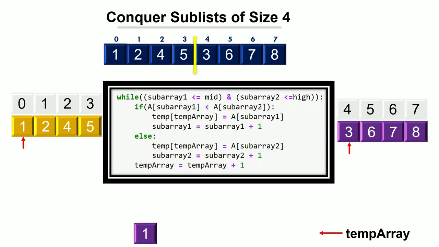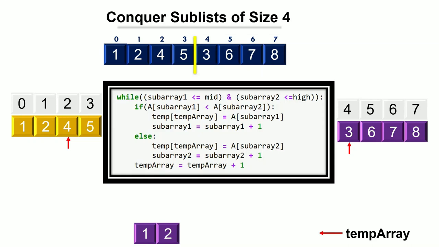We compare 1 and 3. The smaller value is 1. We write it into the temporary array. And now the temporary array ranges from 0 to 7. 2 and 3 are compared. The smaller element is 2. 2 is written into the temporary array, and the pointer is moved to represent the element 4.